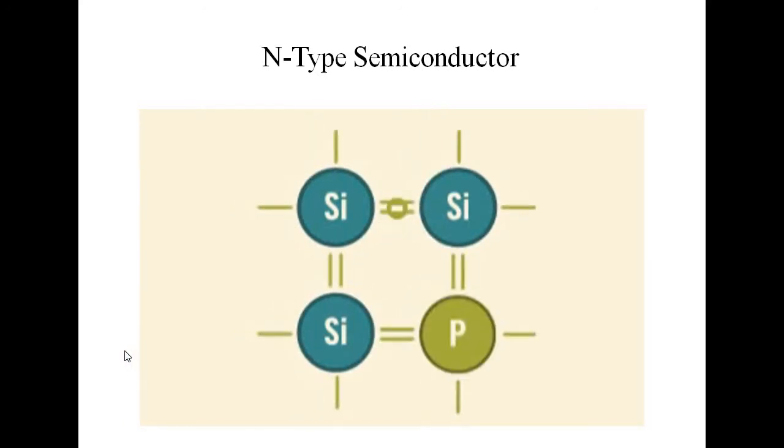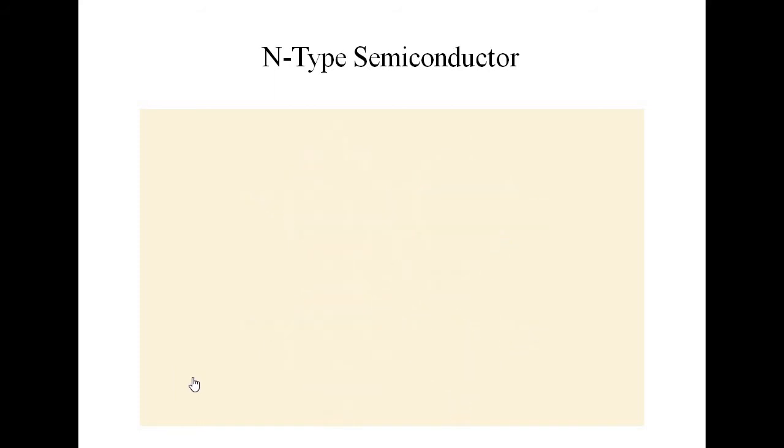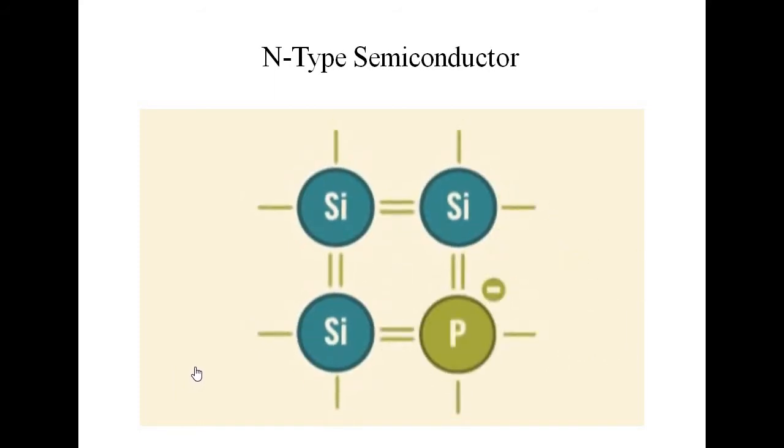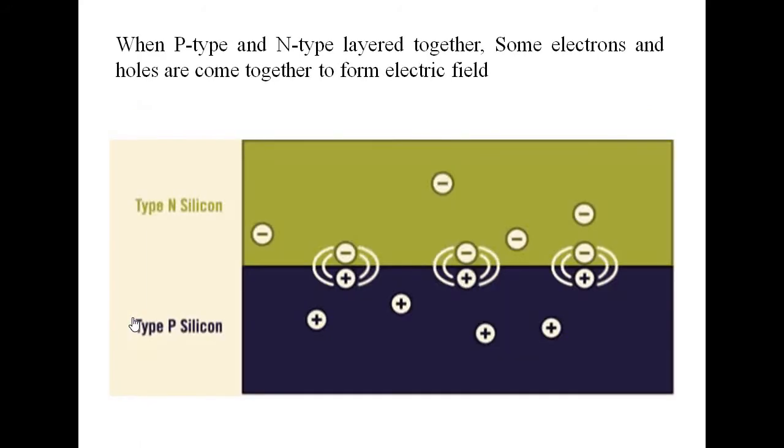For the n-type semiconductor, the central silicon atom is replaced with phosphorus which has 5 electrons in the outermost shell. So out of these 5, 4 recombine with the neighbor silicon atoms and 1 is remaining. So it creates free electrons. So this is called n-type semiconductor. Okay, now we combine the p-type semiconductor with the n-type semiconductor.